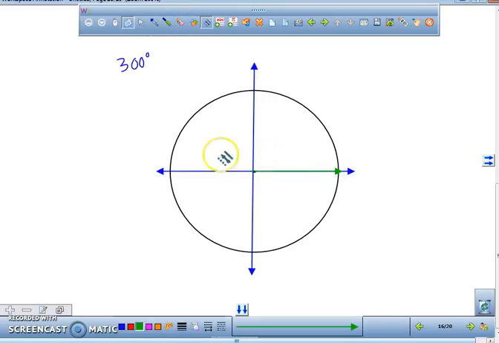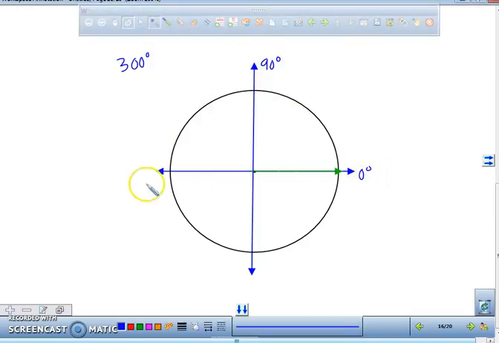300. So right now, in case you're wondering, this is 90. This is 0, also 360. This is 180. This is 270. Which quadrant are we going to end up in? That's right, Angela. Quadrant 4.